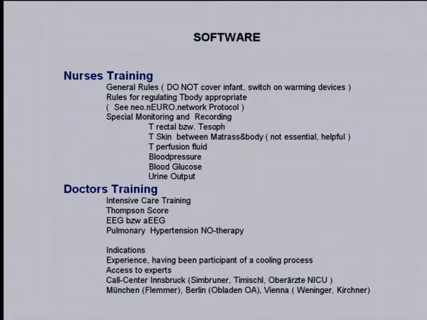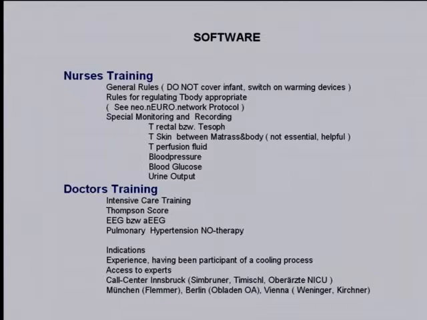So it is very important to explain to the nurses that hypothermia is a very important treatment, and personal comfort in terms of the nurses' thinking has no place. Then you must give them regulations and rules for regulating the body temperature, which are available from the European Trial Network Protocol. Then you must, of course, have some special monitoring and recording.